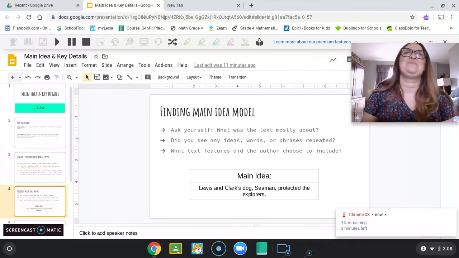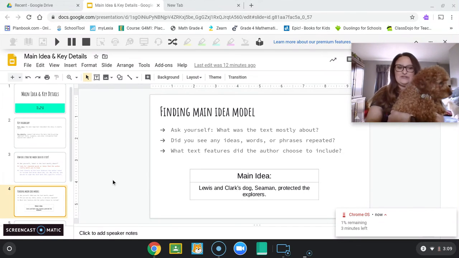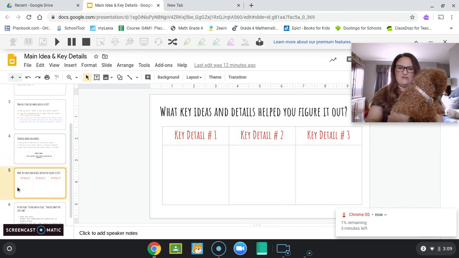Lewis and Clark's dog Seaman protected the explorers. So my main idea is Lewis and Clark's dog Seaman protected the explorers. So how did I figure that out? I think about my key idea and details.